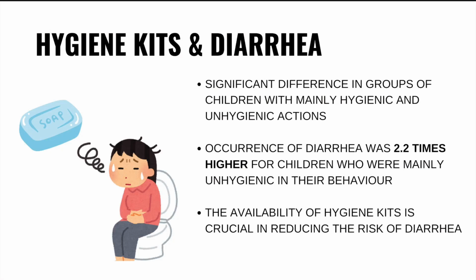A study has shown a significant difference in groups of children with mainly hygienic and unhygienic actions. It showed that the occurrence of diarrhea was 2.2 times higher for children who were mainly unhygienic in their behavior compared to those categorized to be mainly hygienic. The availability of hygiene kits, therefore, is crucial in reducing the risk of diarrhea.